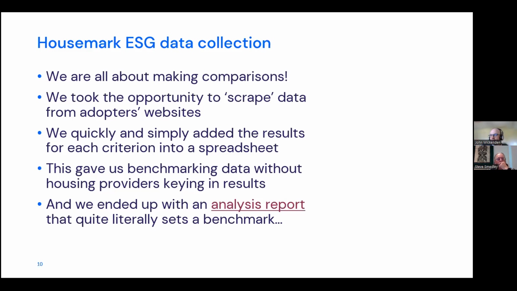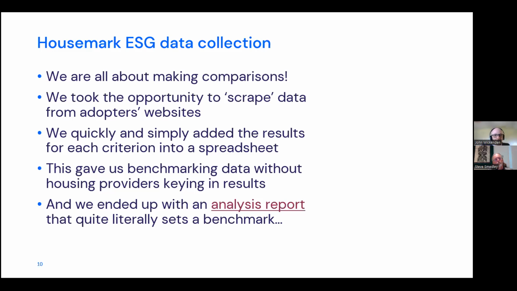And so the way we did it was to literally go onto organizations', housing associations' websites, search up their ESG report, and download it if it was there. If it wasn't there, it would normally be me that would go in and try and find it from other sources like financial statements and annual reports.